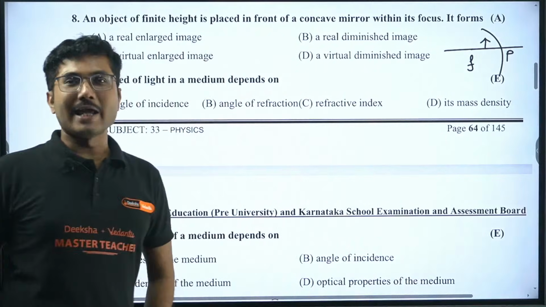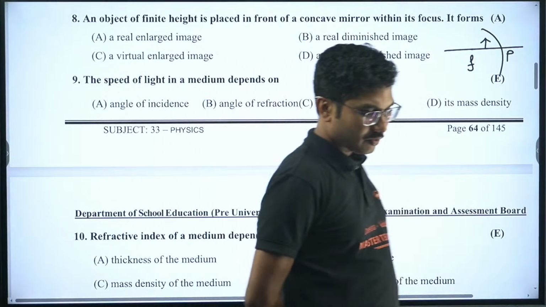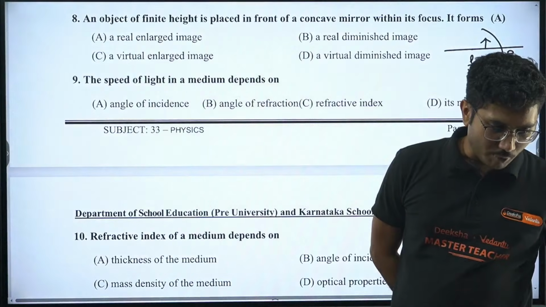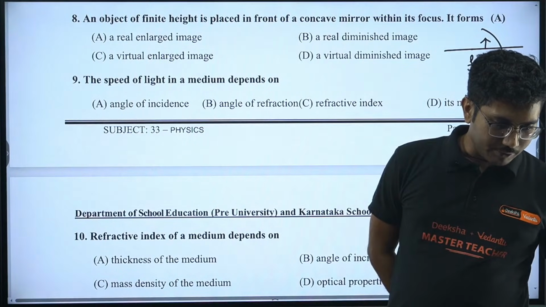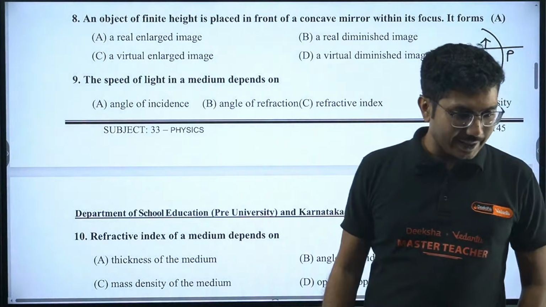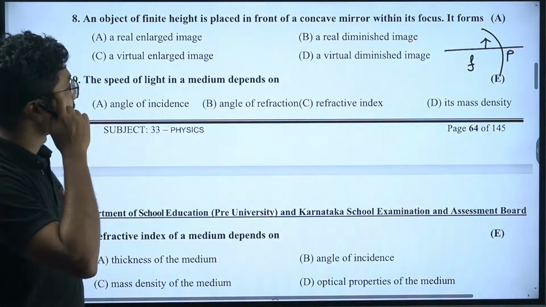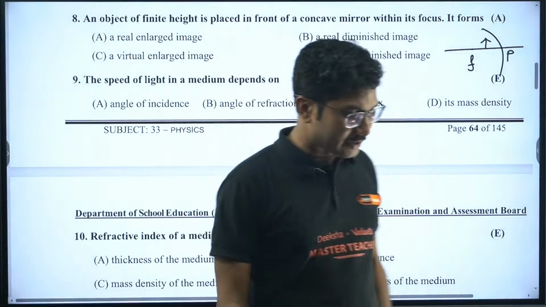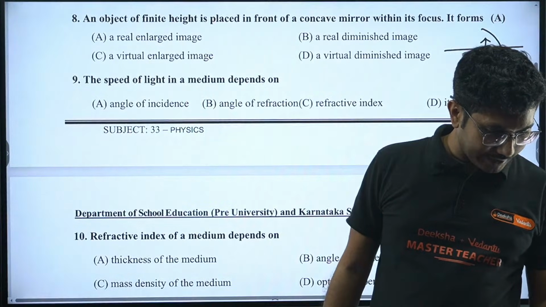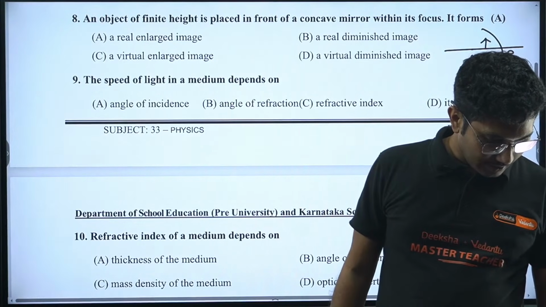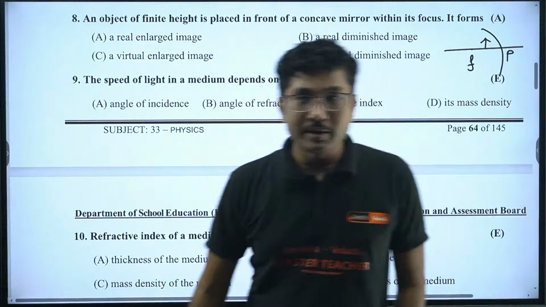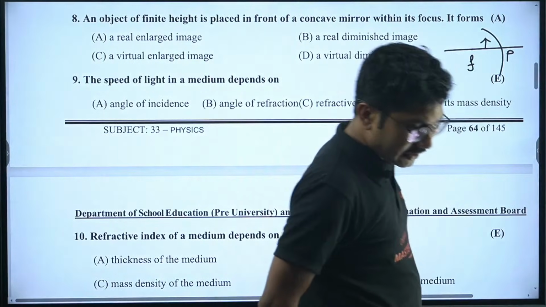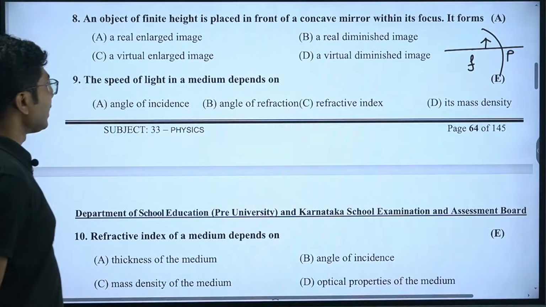So what will be the type of the image formed? Achin Kushal is saying option B. Now option B for the last question is correct. Question number 8 we are discussing. Let's see what is the question. Concave mirror, object placed within focus. So what should be the answer? Answer it quickly. I am waiting for your answer. Anyone? Tanmay Shetty is saying option C, that is virtual and enlarged.